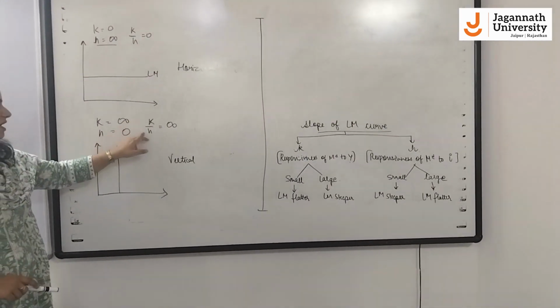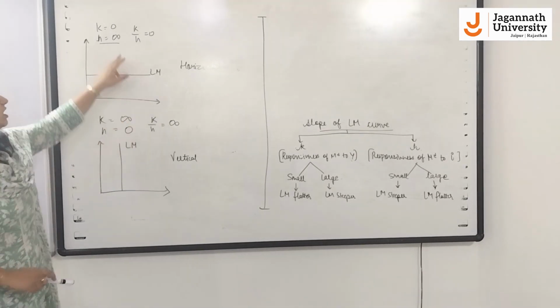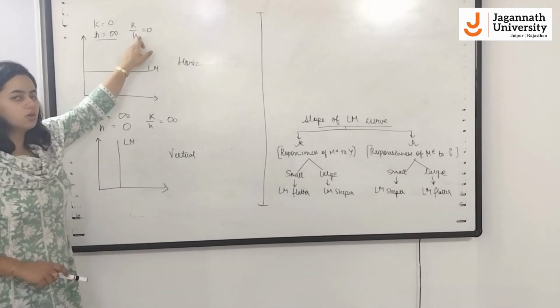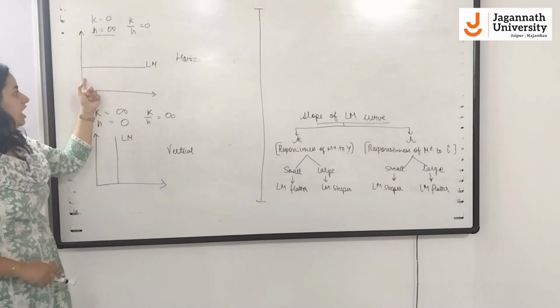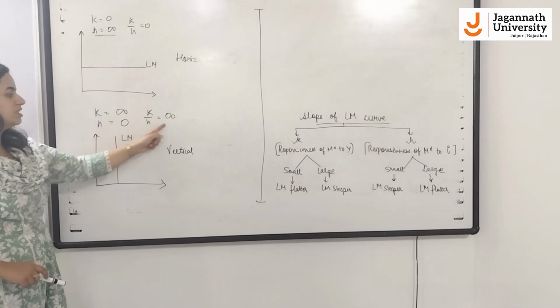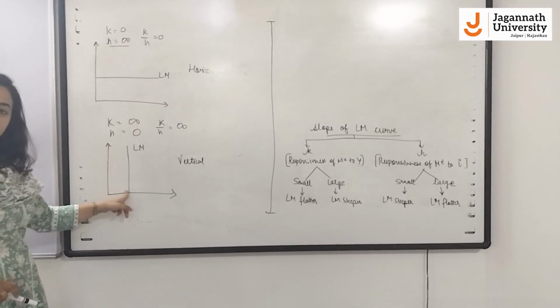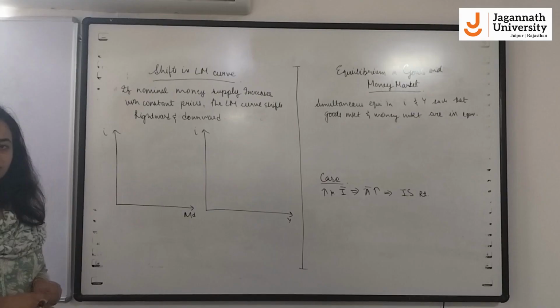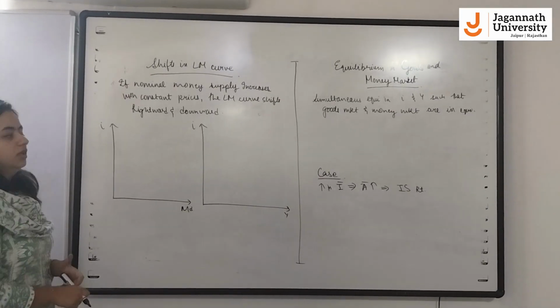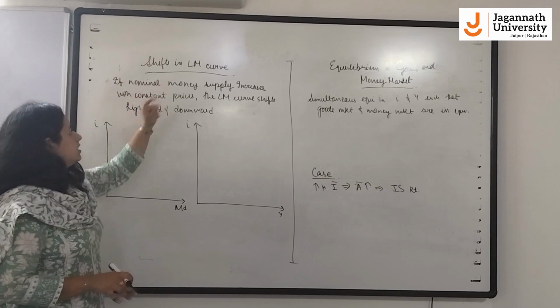You can see K by H in this case is infinity and K by H in this case is 0. So when the slope is 0, LM is horizontal. When the slope is infinity, the LM curve is vertical. Now let's take the shifts in the LM curve.